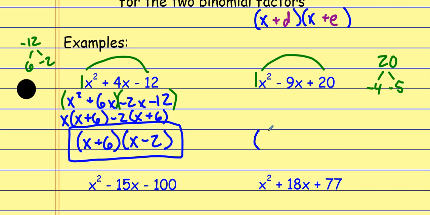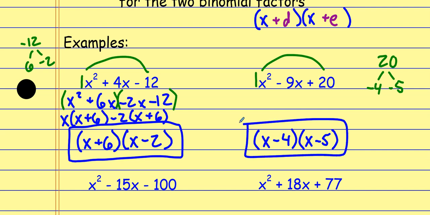I could absolutely split up that middle term and factor by grouping, but the shortcut says this. If I have a 1 out front, which I do here, and I have a -4 and a -5, I'm going to do x minus 4 for the -4, and x minus 5 for the -5, and that's going to be my answer.